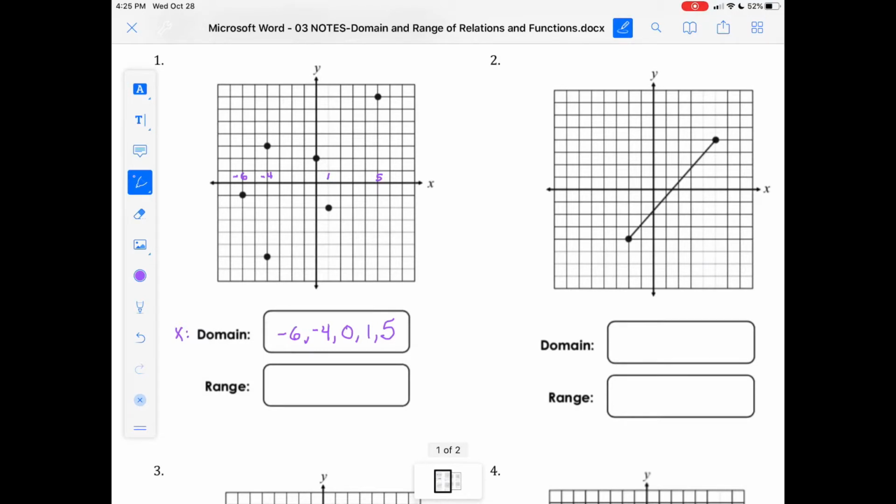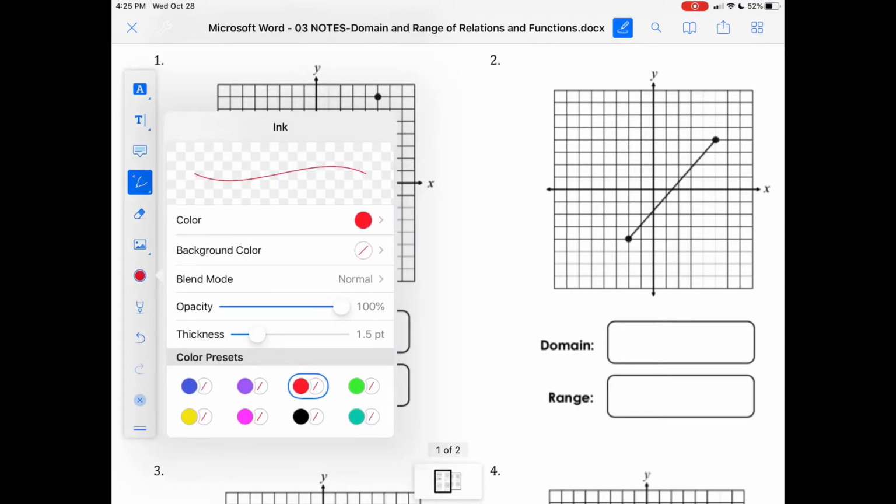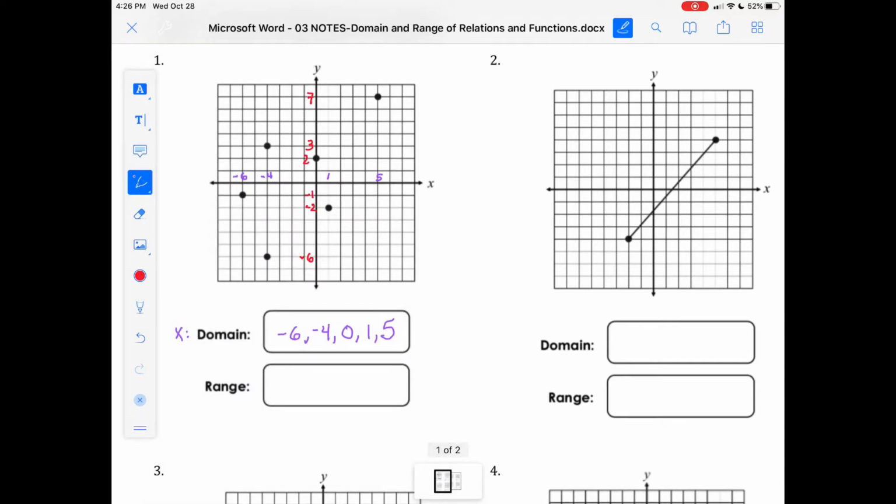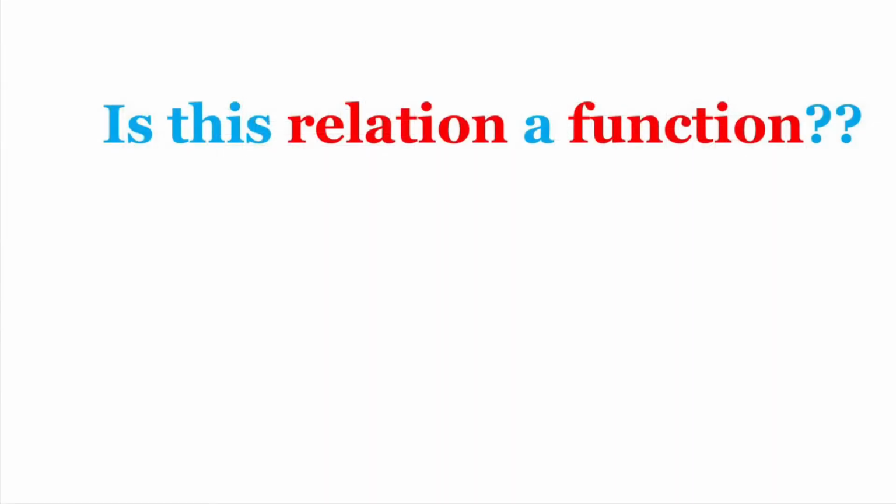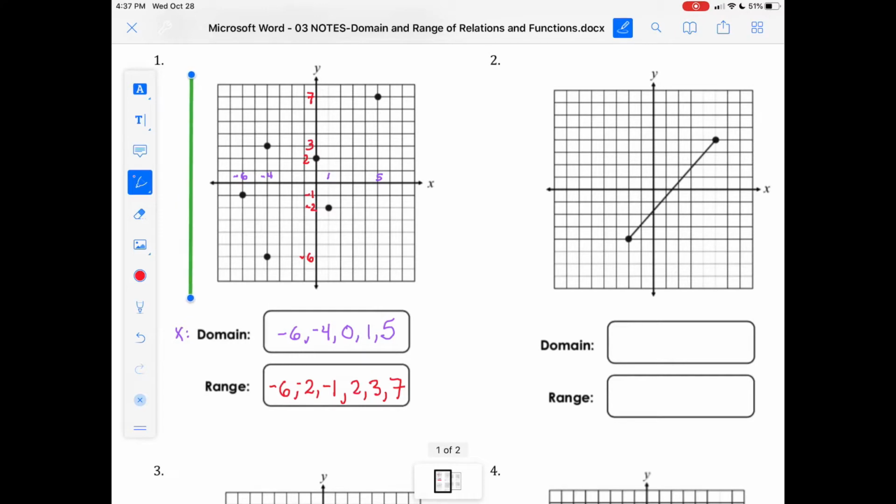Now we're going to do the same thing with the range. We're going to look for the y values. I've labeled some of the coordinates for the y-axis, and looking at that, it seems as though our range would be the following. If we want to see whether or not this relation is a function, we would do our vertical line test, and we would identify that right here, 2 of those ordered pairs intersect.